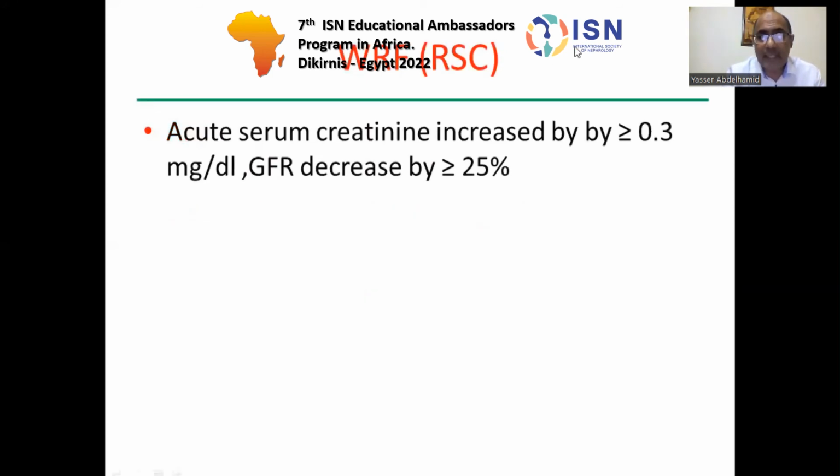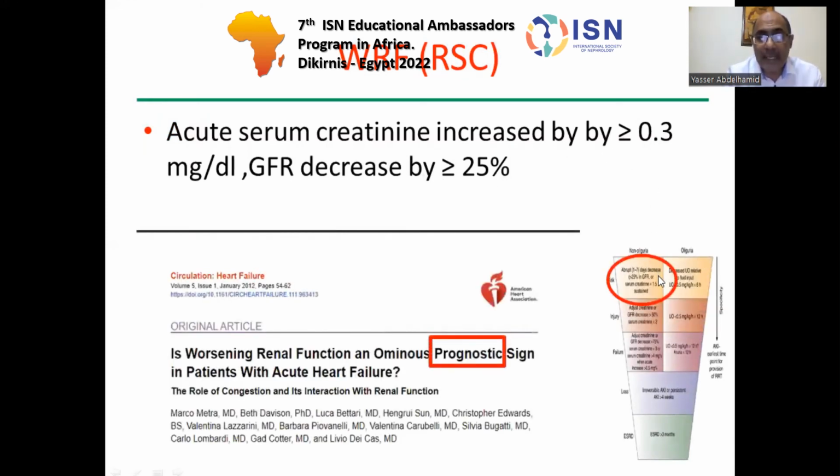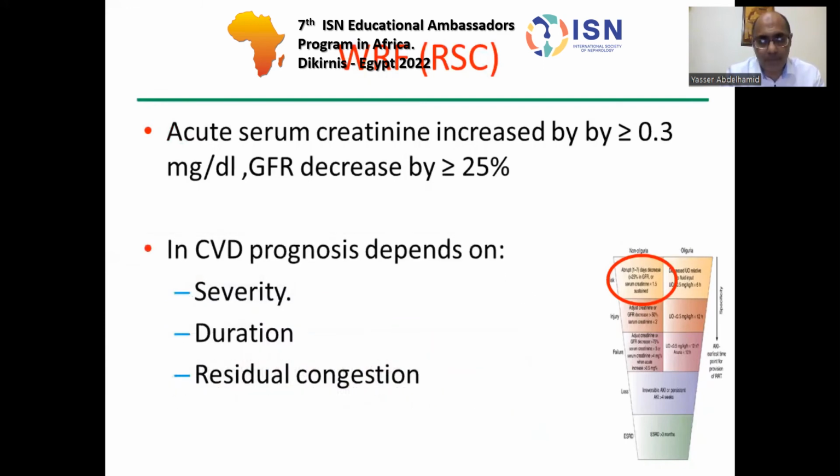It is defined as acute serum creatinine increase 0.3, GFR decreased by 25, which is equivalent to stage 1, right. And the question is whether it is a prognostic sign or not. Fortunately, it is simply a rise of serum creatinine. Don't panic. It is not the complete syndrome of acute kidney injury, simply a rise. So deal with it smoothly to get the benefit for your patients.